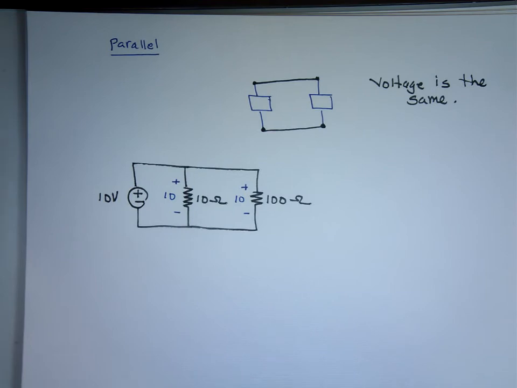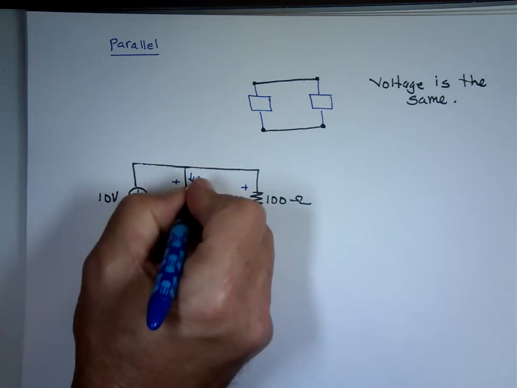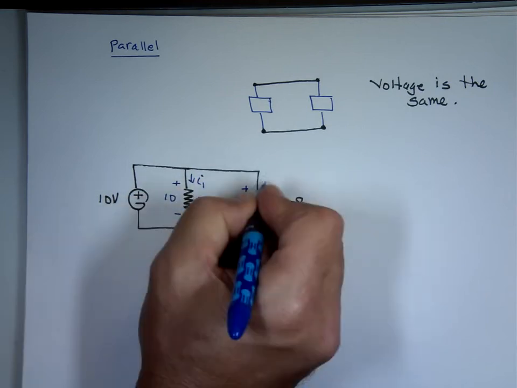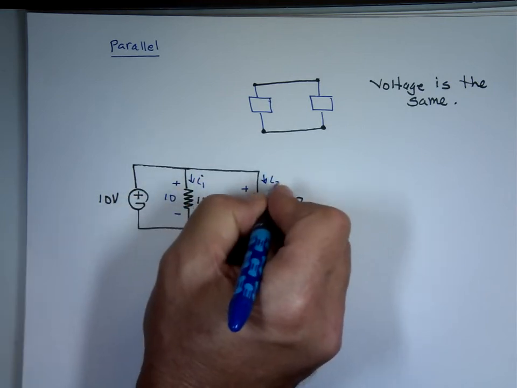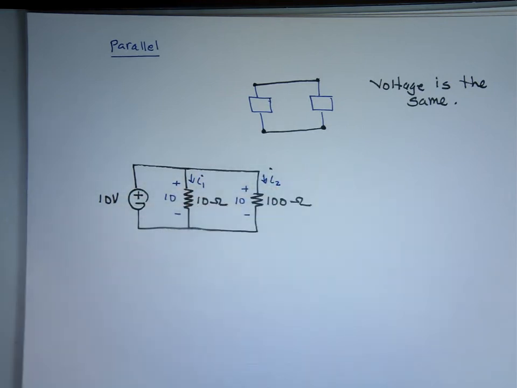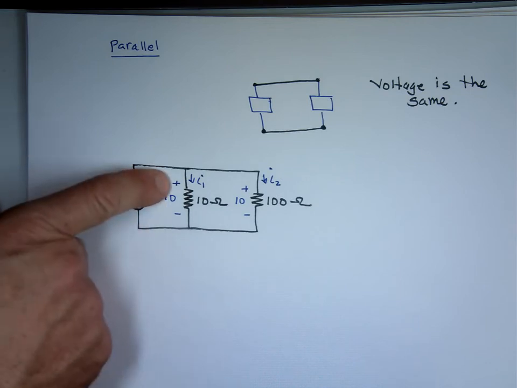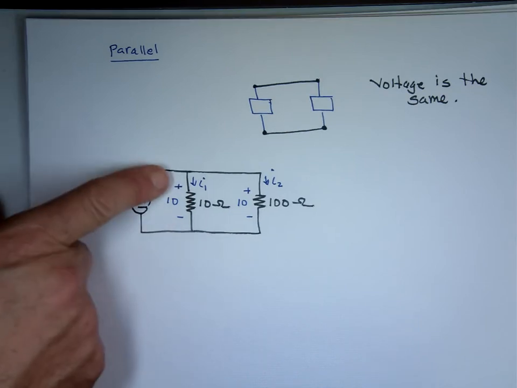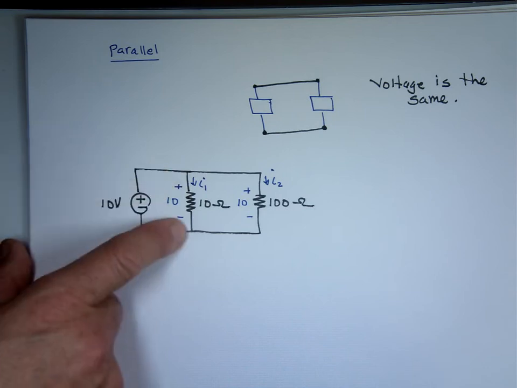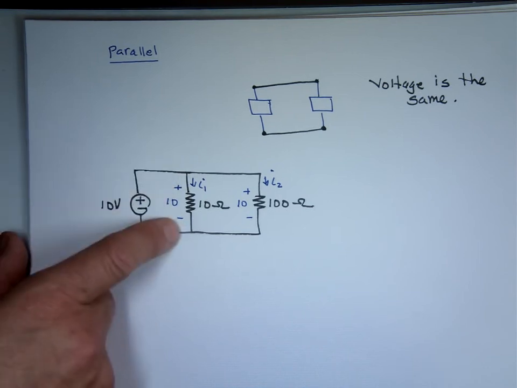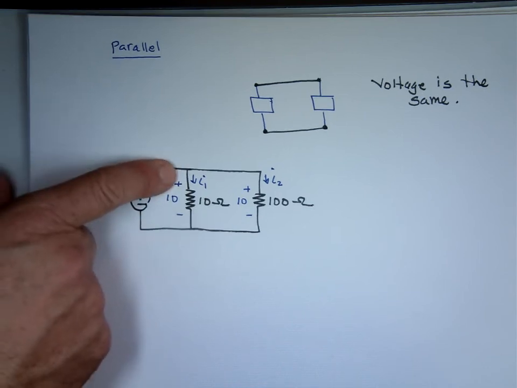Now, is the current the same? Let me find this current through that. We'll call it I sub 1. And let me find the current through this. We'll call it I sub 2. Now notice I drew the current pointing down. Why? Because the current through the resistor will travel from the high to the low. This is the high potential, that's the low potential. That's the high voltage, that's the low voltage. The current will go from high to low, travel down.